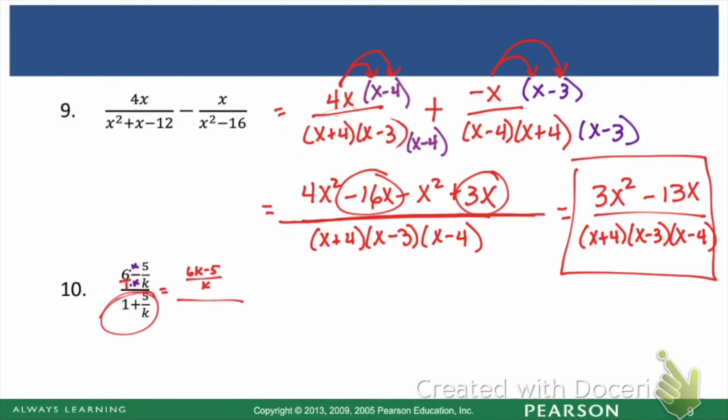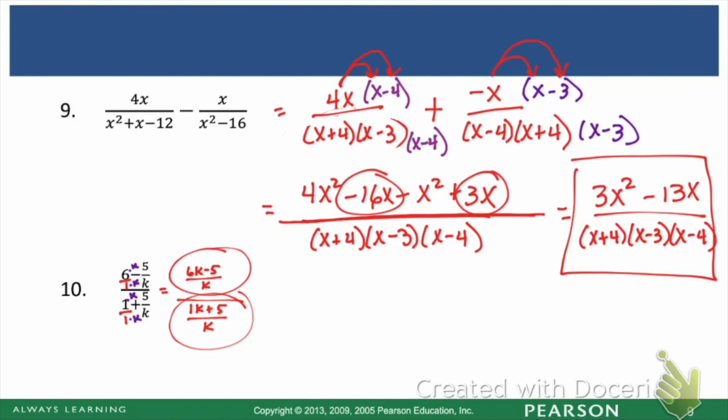Now I've got to do the same thing for the denominator. I can put this 1 over 1. I need a common denominator, it's k. So I need to multiply this 1 over 1 by k, top and bottom, so that I have a common denominator. Okay, so now I've got a single fraction on top, a single fraction on the bottom. I'm doing 6k minus 5 over k divided by 1k plus 5 over k.